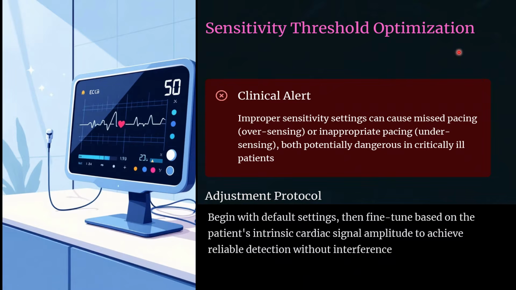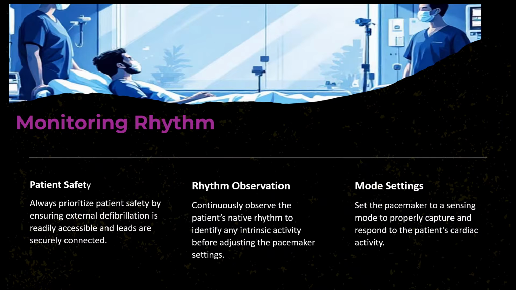Sensitivity threshold optimization. There is a very important clinical alert: improper sensitivity setting can cause missed pacing, like oversensing, or inappropriate pacing, like undersensing, and both of them are dangerous for a critically ill patient. We should have an adjustment protocol, which can begin with a default setting, then fine-tuning based on the patient's intrinsic cardiac signal amplitude, so as to achieve reliable detection without any interference. We can monitor the rhythm during sensitivity testing.